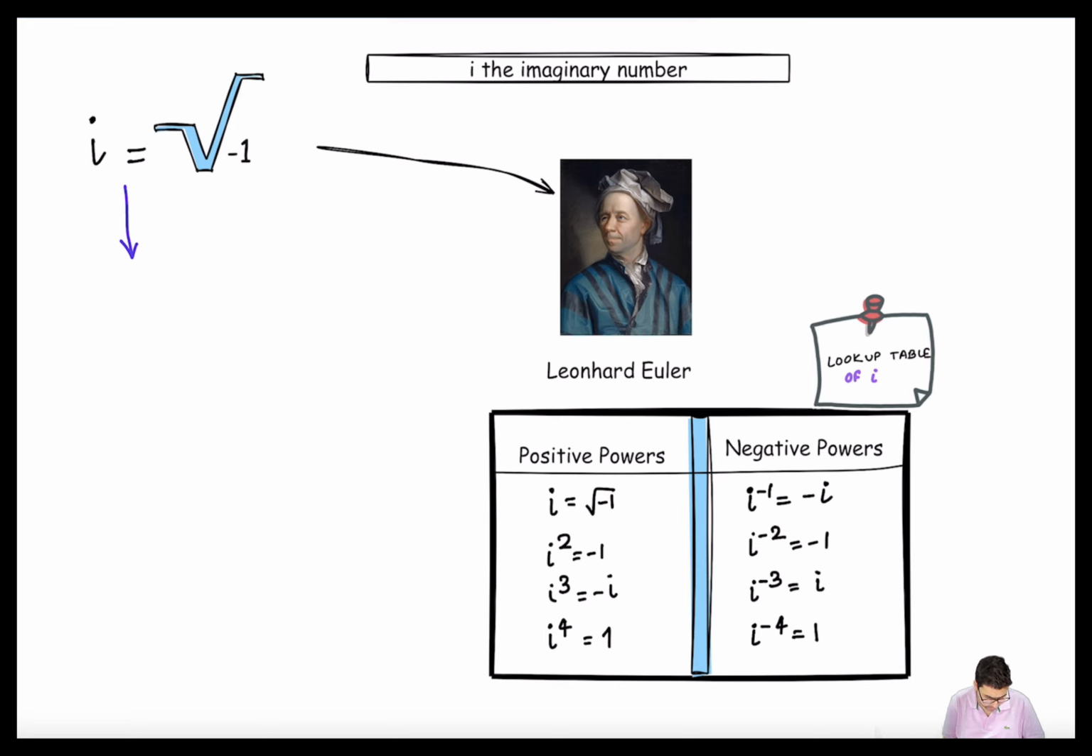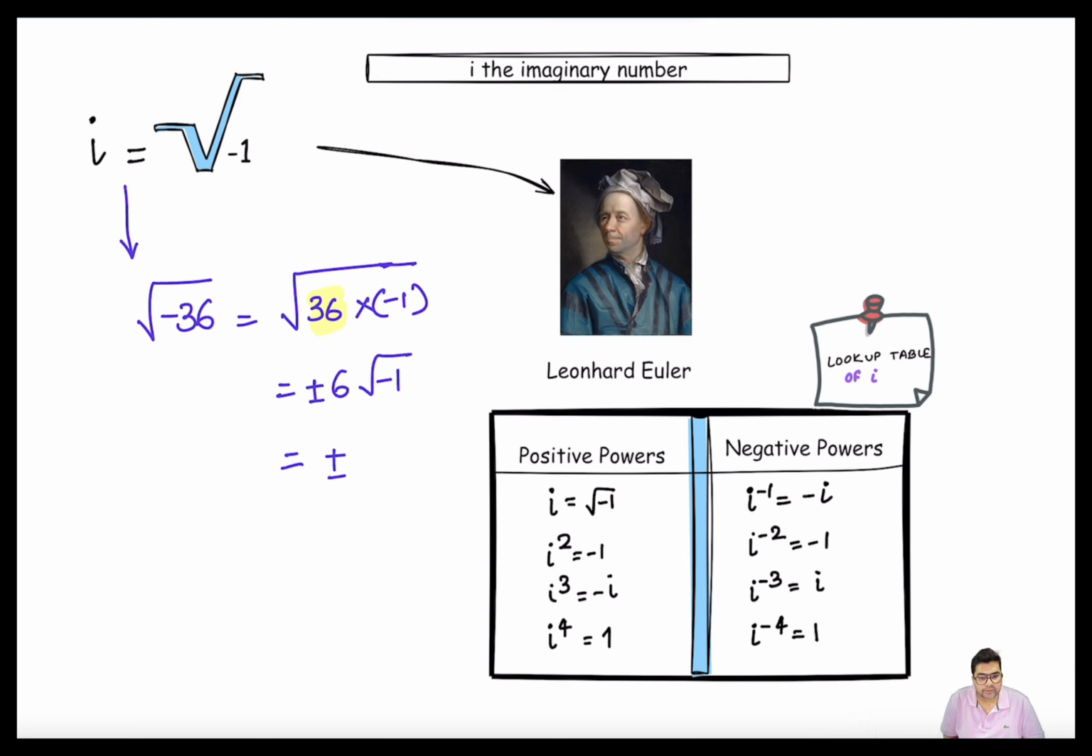And how this i is used, you can see through an example here. Suppose I need something like under root of minus 36. I can describe it as 36 into minus 1. And then you can express under root of 36 as plus minus 6, and then write under root of minus 1 as i. So this turns out as plus minus 6i.